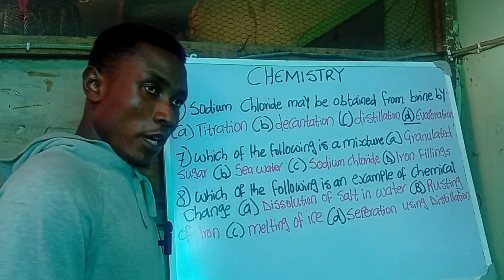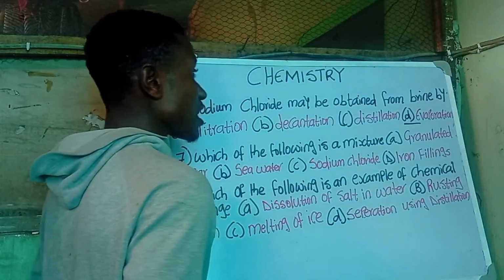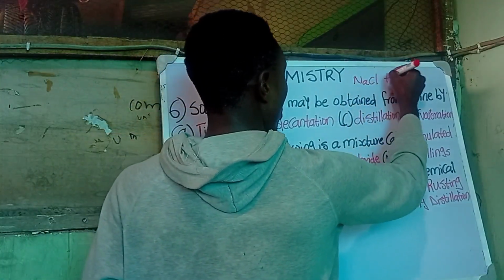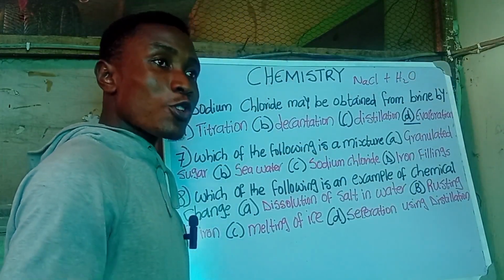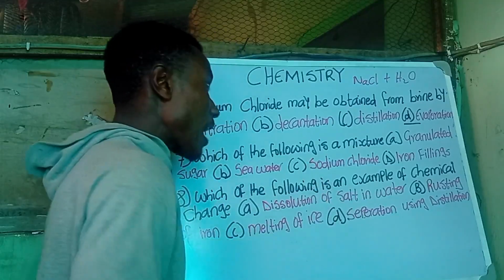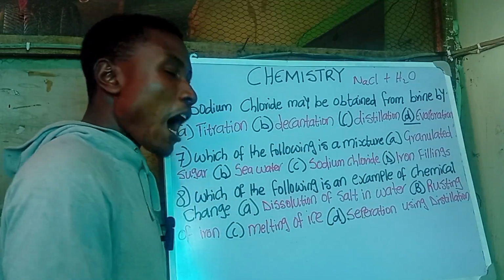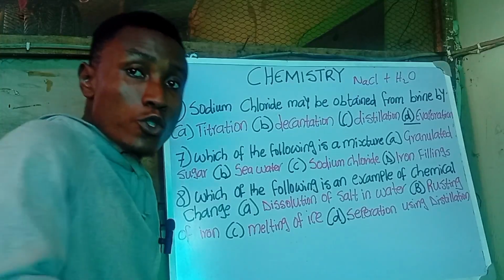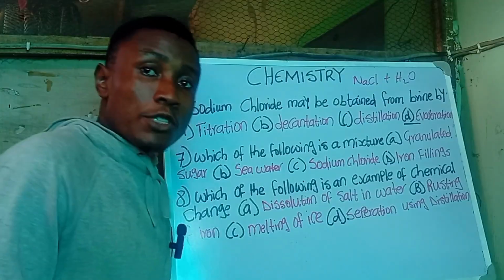Now the first question you're supposed to ask yourself is, what is a brine solution? A brine solution is simply a solution of sodium chloride plus water. So a mixture of sodium chloride inside water is what is known as a brine solution. So how can we get our salt from water? Our salt is a solute that easily dissolves in water, which is a solvent.